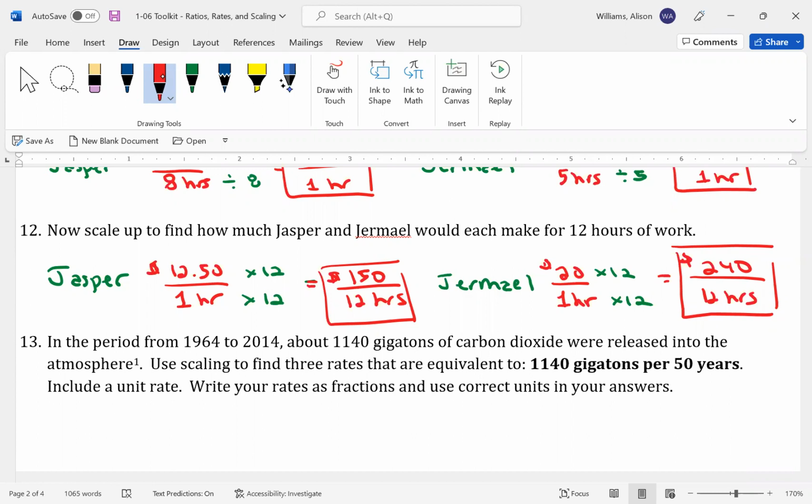Okay, so let's start with 1140 gigatons for 50 years. Okay, so let's do a unit rate. So the unit rate would mean I'm dividing by 50. So 1140 divided by 50, doing that on my calculator, came out to 22.8 gigatons per year.